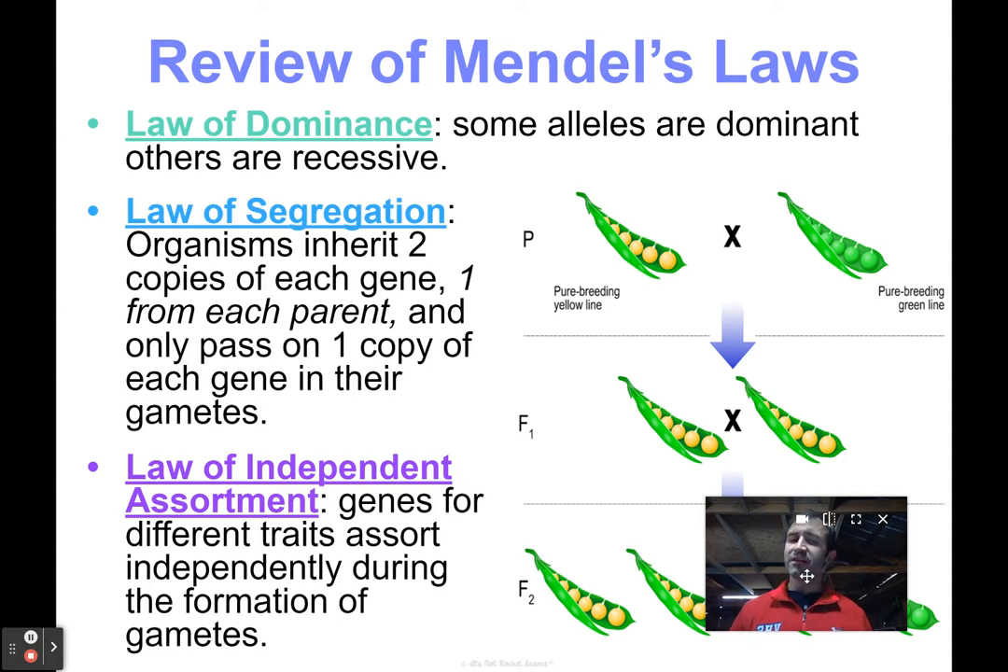And guys, this was in the 1800s, by the way. Mendel did this in like 1850 or something. Okay, this was a very long time ago that somebody could figure this stuff out. It's pretty incredible.